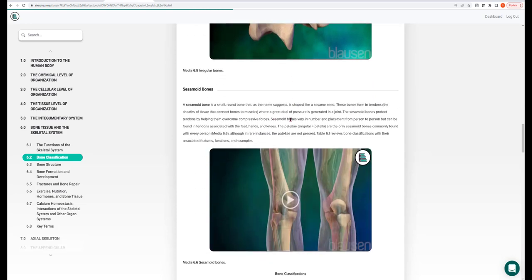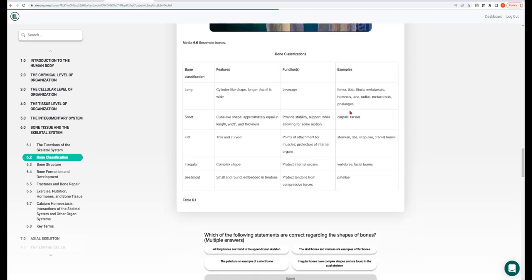Sesamoid bones, again, are ones that are found in the tendon, and their name is derived from the word sesame seed. So you just think of something kind of small and, again, embedded in the tendons. There is a table here that goes through these with you and gives some examples.